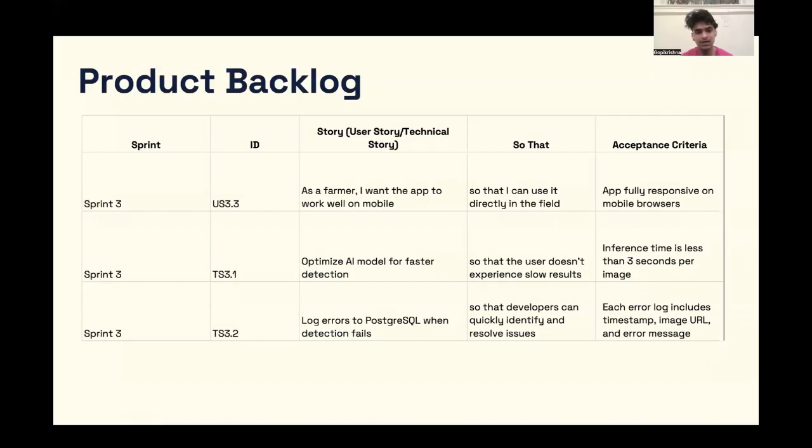So, error logging for better maintenance. If something ever goes wrong, like a detection failure, the developers will know right away. The error will be logged with key details: the timestamp, images, and the error message, so the team can fix the issue as soon as possible and keep the system running smoothly.